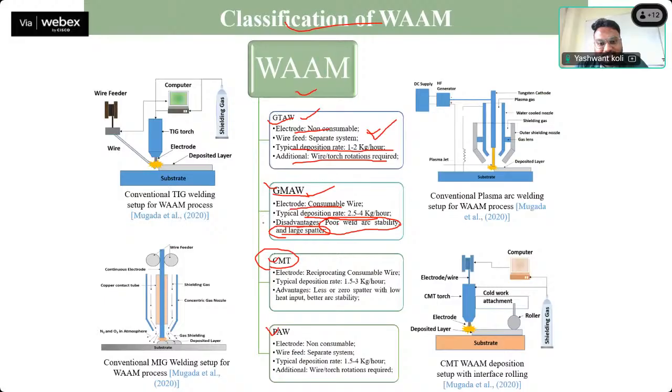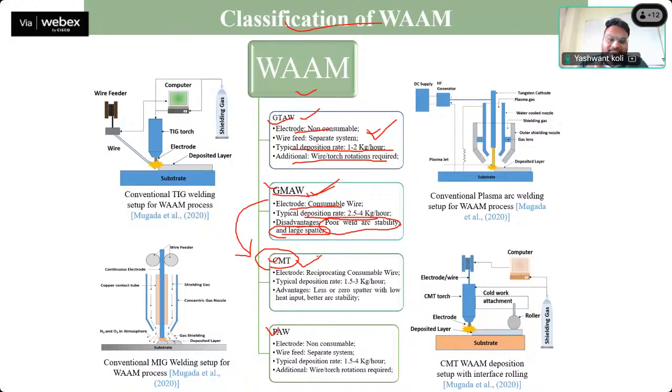CMT is an advanced version of GMW. We are just optimizing the wire movement. In GMW, we know that Lorentz force is actually responsible for the droplet detachment to the melt pool. But with CMT, we have the oscillating wire mechanism that is very much responsible for droplet attachment.